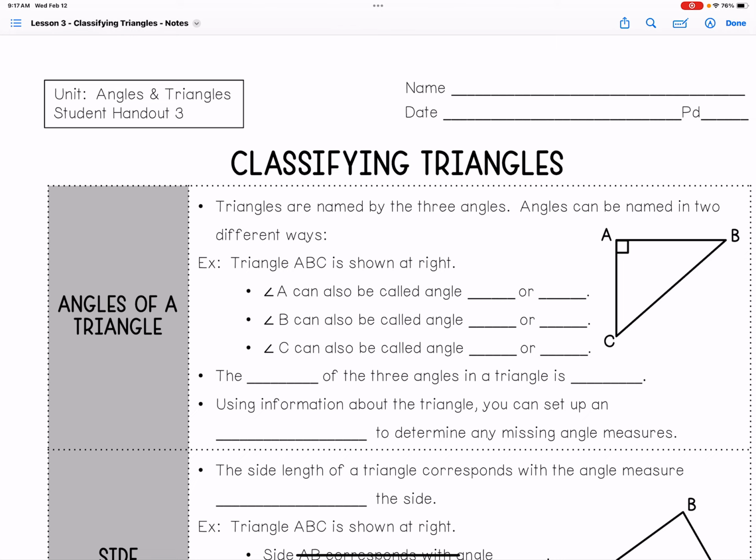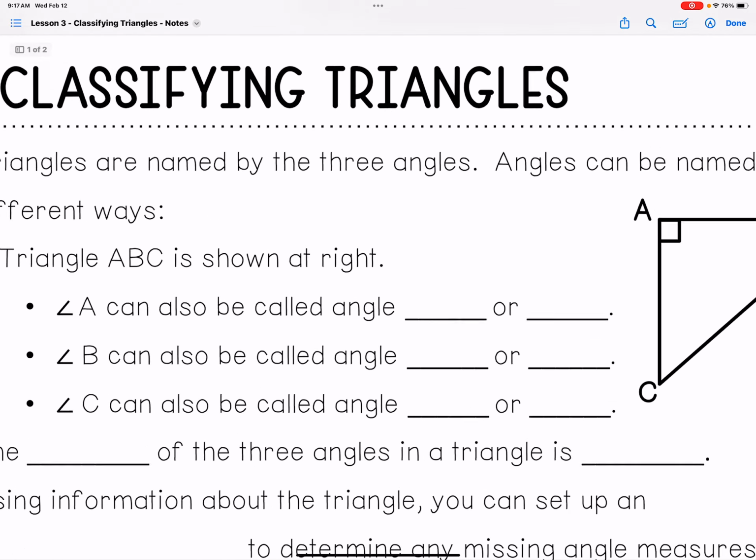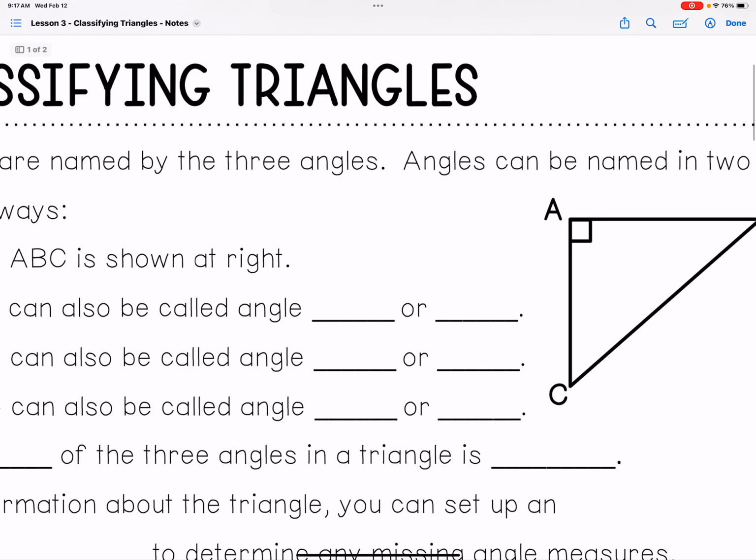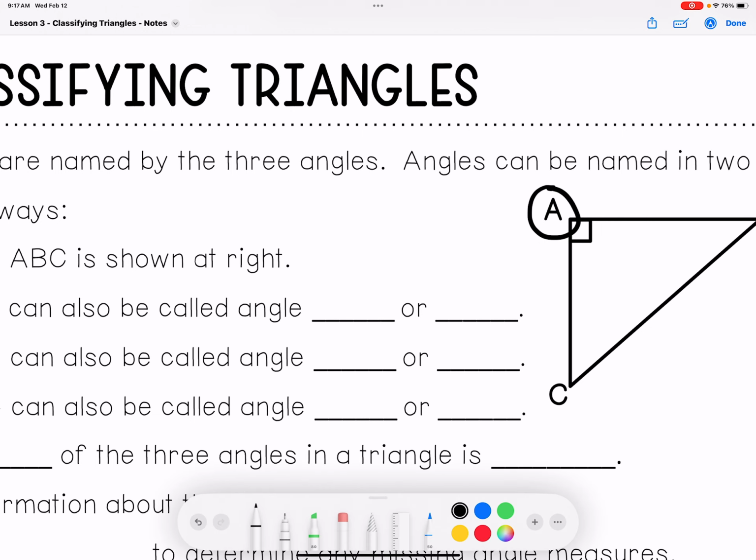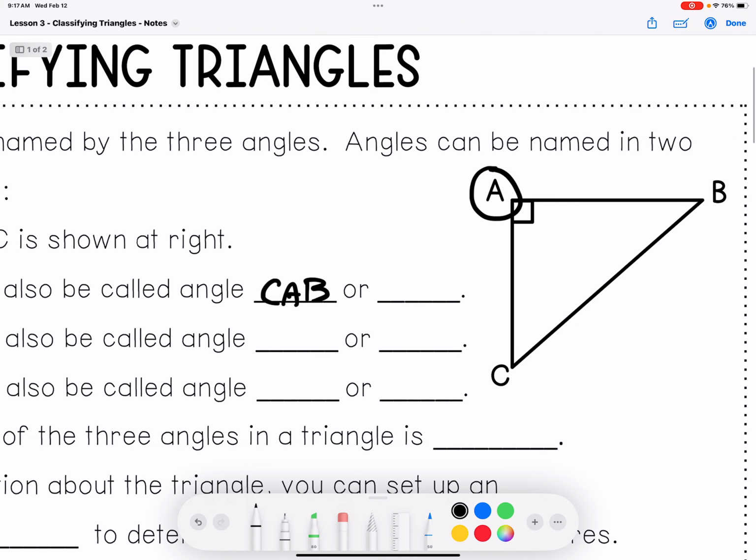Triangles are named by 3 angles. Angles can be named in 2 different ways. Triangle ABC is shown to the right. Angle A can also be called, so this angle can also be called CAB. So CAB. It also could be called BAC, which we've already talked about.